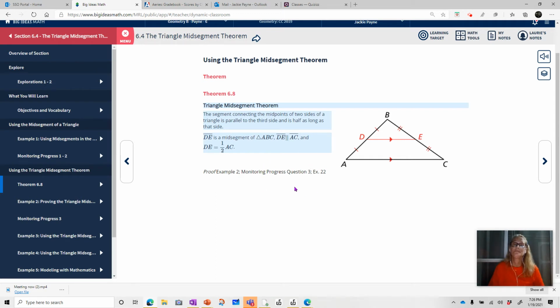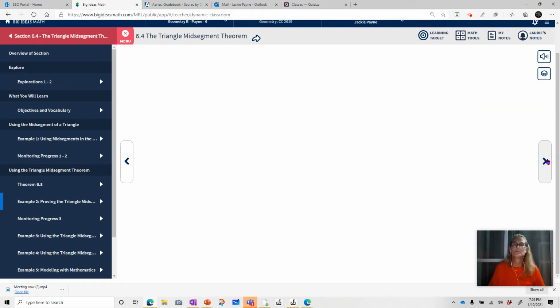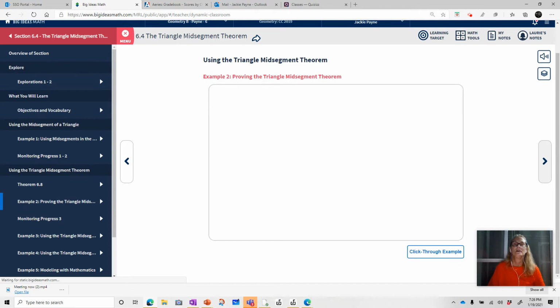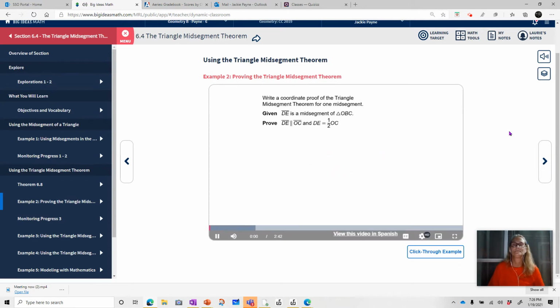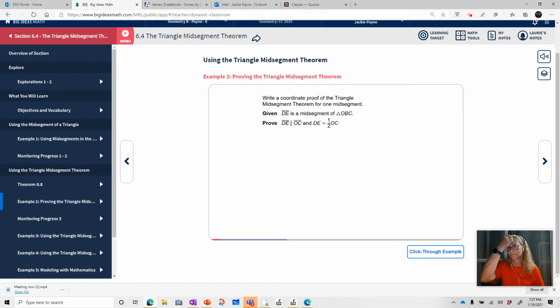There is a proof. It's question 3, example 22. For right now, we're just going to use it to solve those problems. We're not going to actually go over the proof, but here is an example of how you would do it. Write a coordinate proof of the triangle midsegment theorem for one midsegment. Given segment DE is a midsegment of triangle OBC, prove segment DE is parallel to segment OC and DE is equal to 1/2 OC.